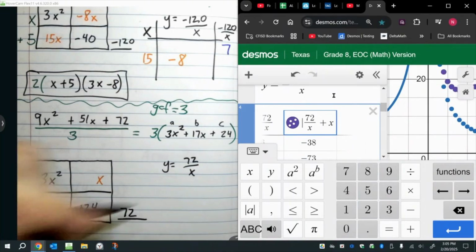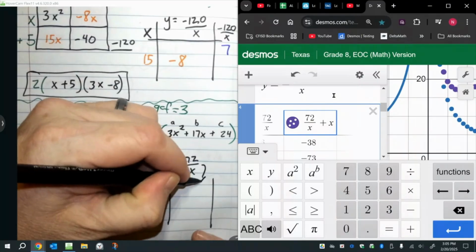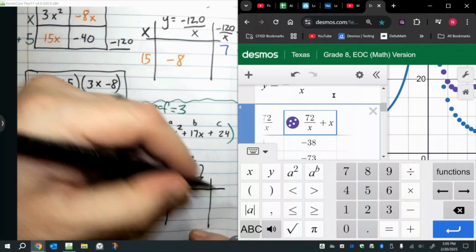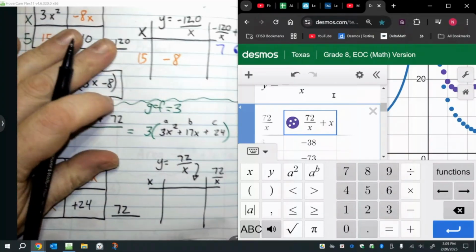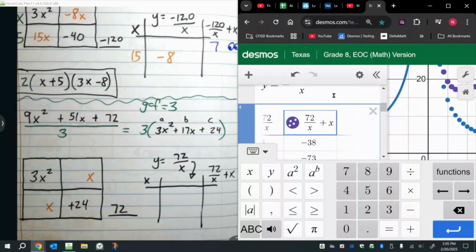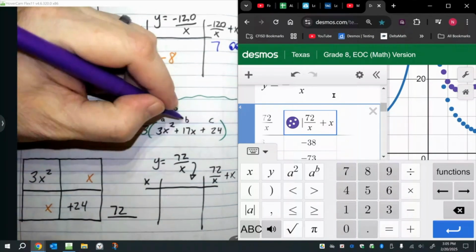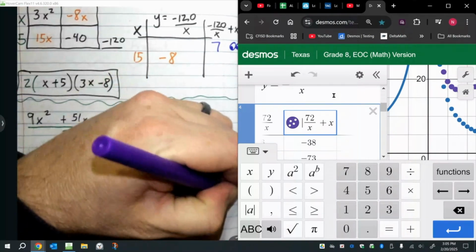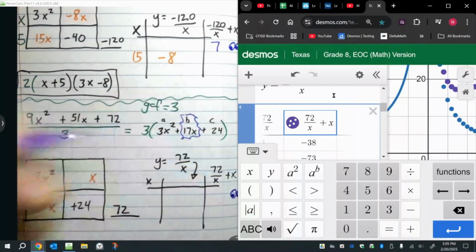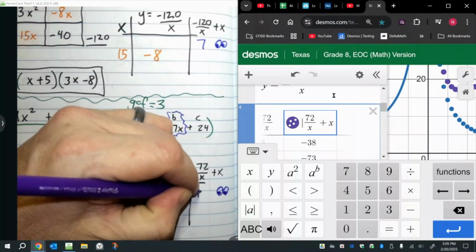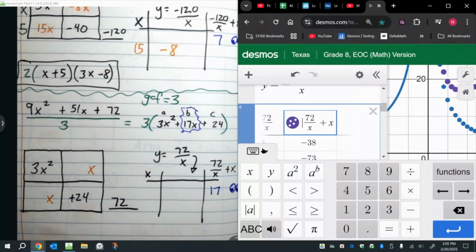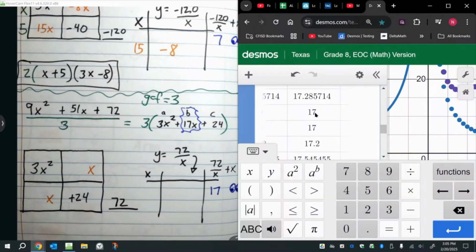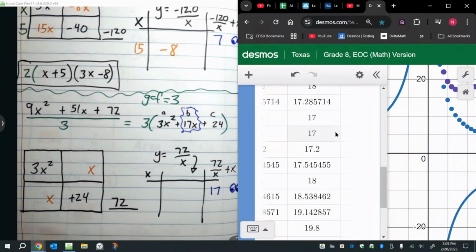And now I draw my little table. That goes there. This is x. This is 72 divided by x plus x. And I'm looking for my b term. I'm looking for 17. So, can I find my 17? Where is my 17? Hey, it's in 2 spots.